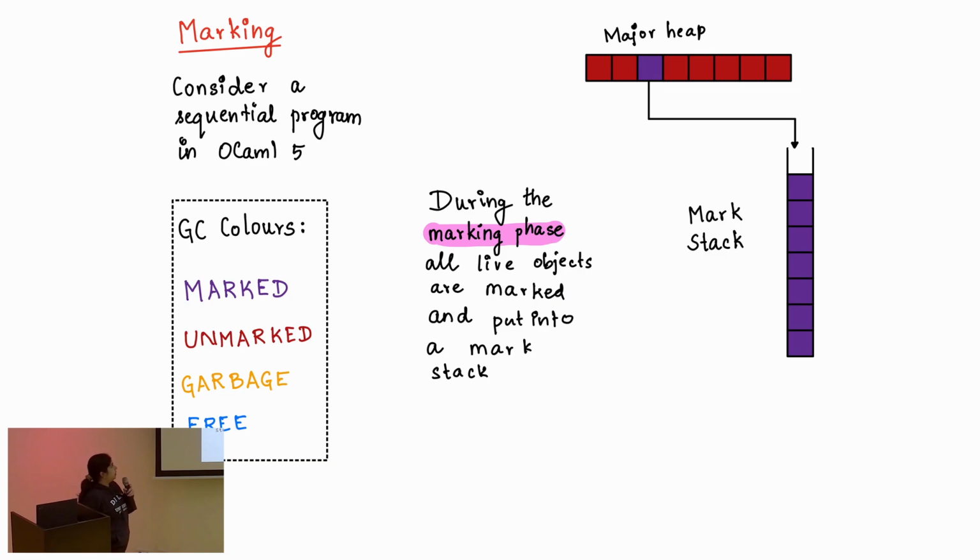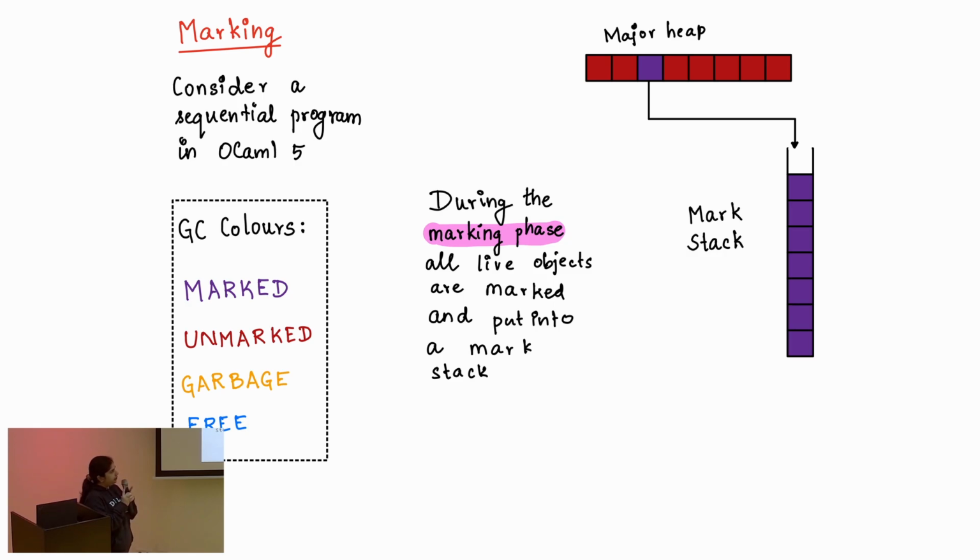What happens in marking? Let's for now consider a sequential program in OCaml 5. During the marking phase, all the live objects are marked and put into a structure known as the mark stack, which has objects that have been marked but not scanned yet. Remember we saw the GC color in the metadata for an object. These are the GC colors that we follow in OCaml 5's garbage collector.